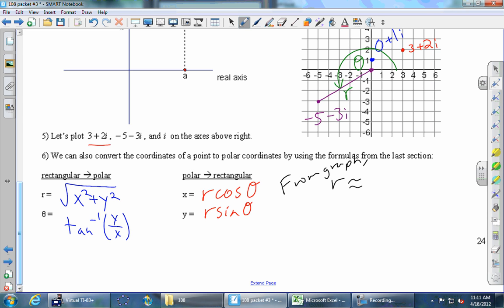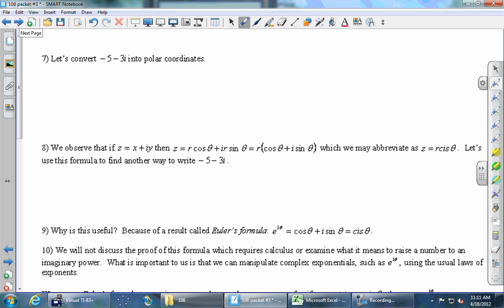Okay, how much is r? 6, 7, split the difference. 6.5, something around there. And then how about the angle? 1 vote for 210? Sure, something like that. Something around that, right? Okay, let's use our formulas to actually find what we get when we convert. This is what a question might look like on a quiz or test. Convert -5 minus 3i, that's the point, into polar.